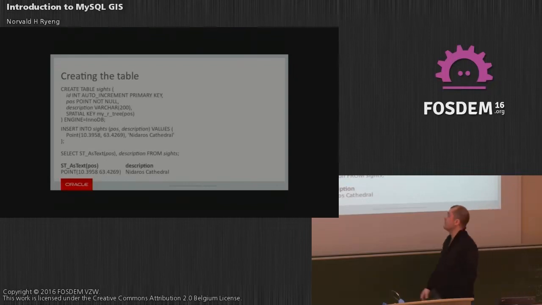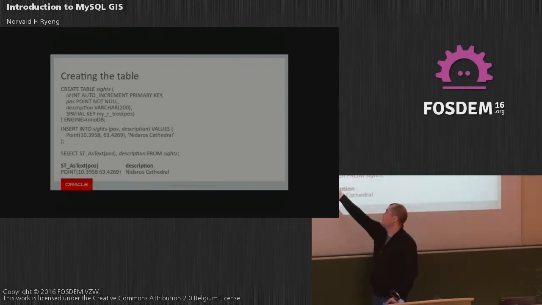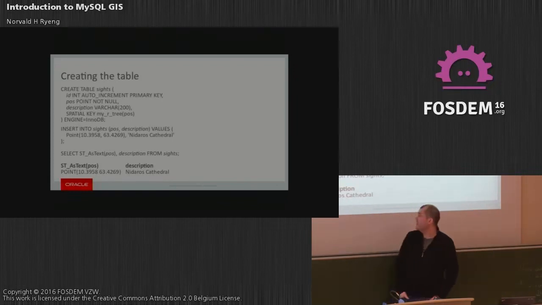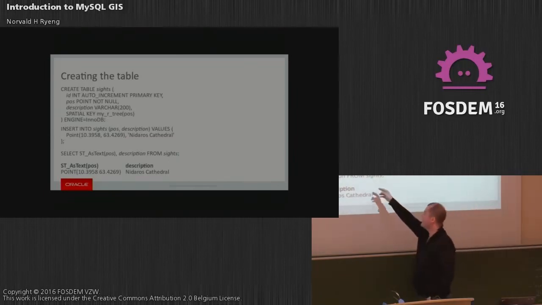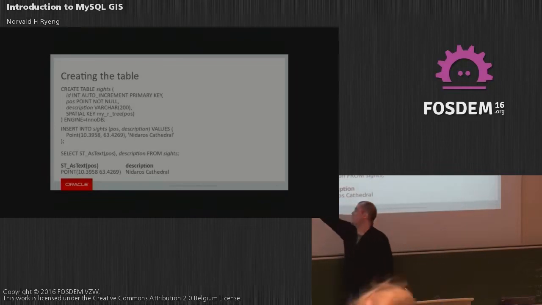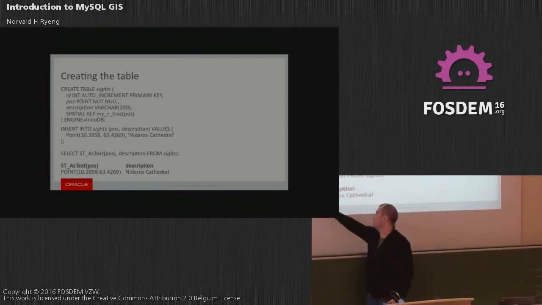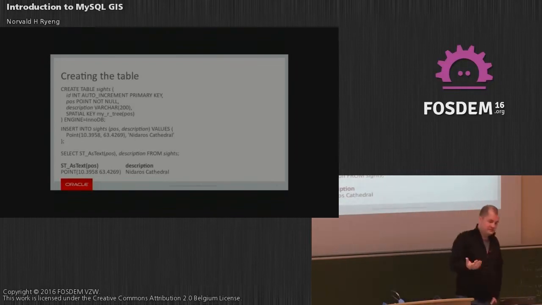So let's insert something into it. Position is 10 degrees east, 63 degrees north, and that's the cathedral. That's a church in the city center of Trondheim. We can select that point back again as well on text. We'll get a textual representation of the point and the name of the place. It's really, really simple. So let's add a few more points.